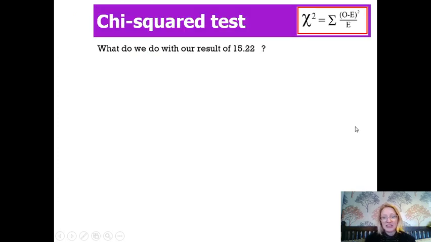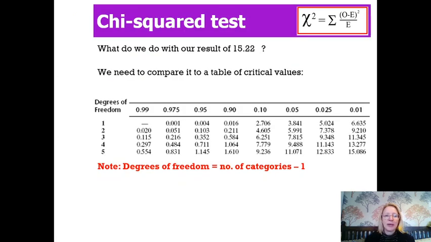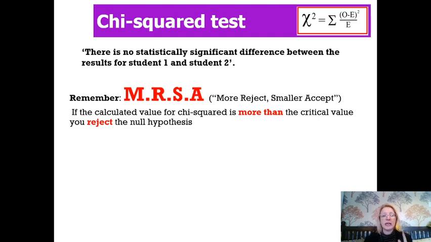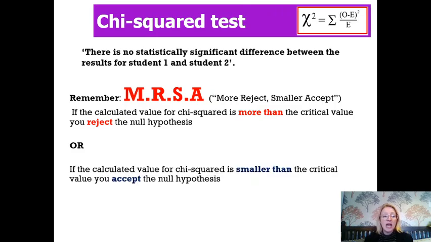But what does this mean? So we're going to think about what it means. Now, what we're going to be doing, as we've done before, is compare it to a table of critical values. So we had 5 different plant species, so 5 categories, minus 1 gives us 4 degrees of freedom. So our critical values then are 9.488 and 13.277. So if the calculated value for chi-squared is more than the critical value, then we reject the null hypothesis. And if the calculated chi-squared value is smaller than the critical value, then we're going to accept the null hypothesis.